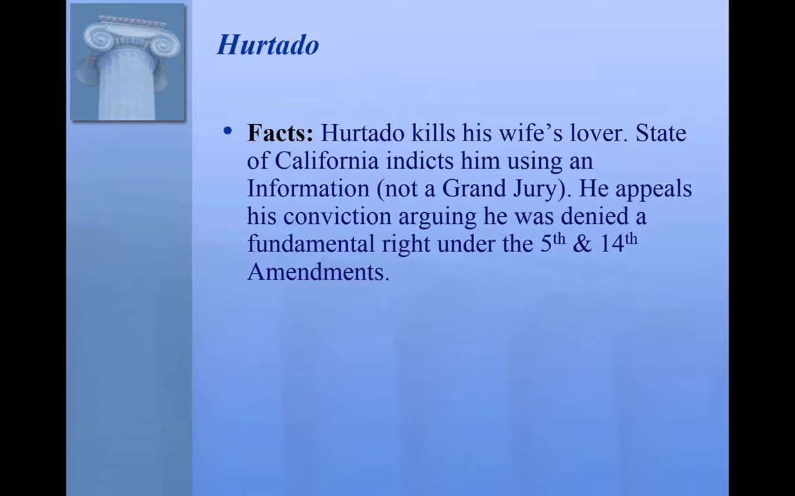And so after he's convicted, his attorney goes, you didn't give us a grand jury, you just used an information. And the Fifth Amendment requires a grand jury. And the 14th Amendment says due process, and grand jury's got to be part of that meaning of due process. So his attorney appeals his conviction, and he argues that not impaneling a grand jury before indicting Hurtado and trying him was a denial of a fundamental right under the Fifth and the 14th Amendments due process clause. Fifth Amendment grand jury clause, 14th Amendment due process clause.